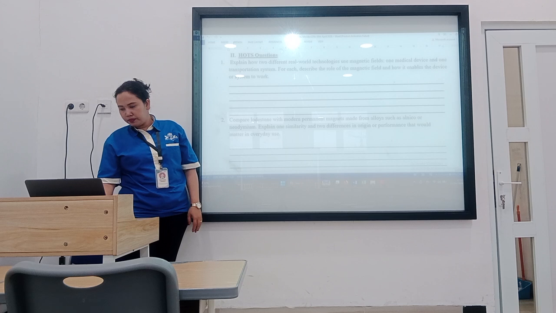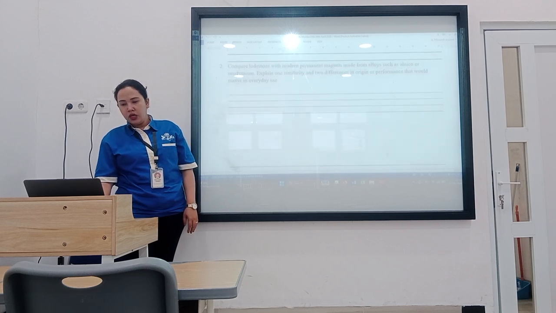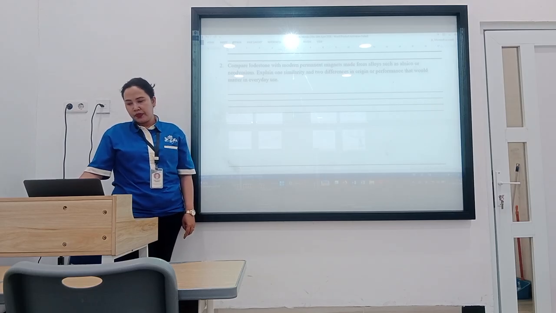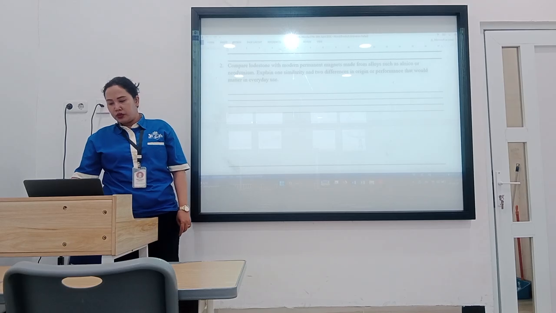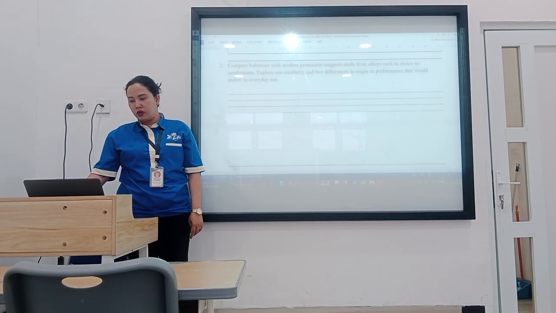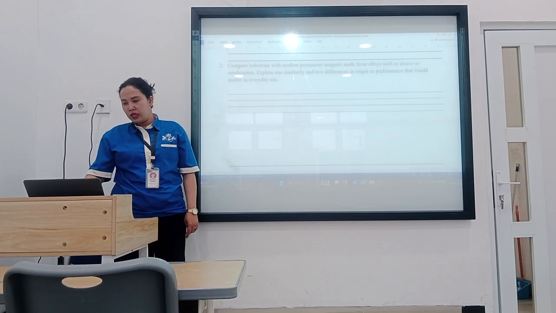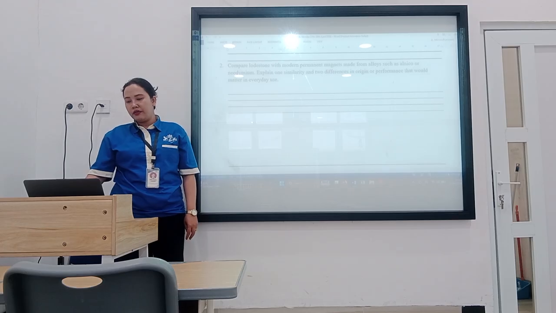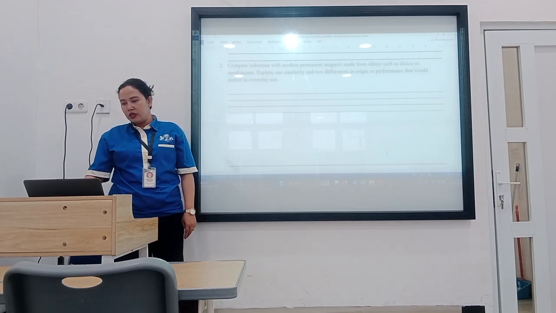Next, number two. Compare lodestone with modern permanent magnets made from alloys such as alnico or neodymium. Explain one similarity. So the similarity between lodestone and alnico or neodymium is they attract iron. Both of them attract iron, but they have differences in origin.